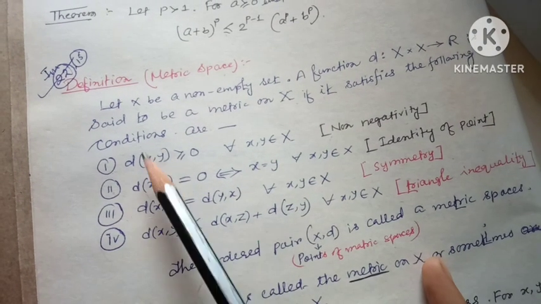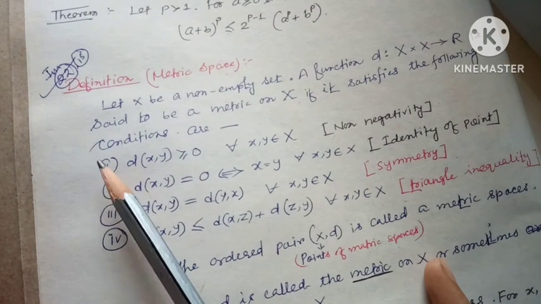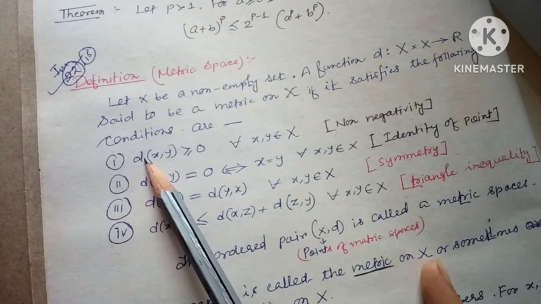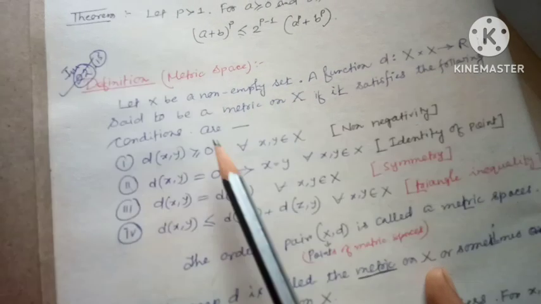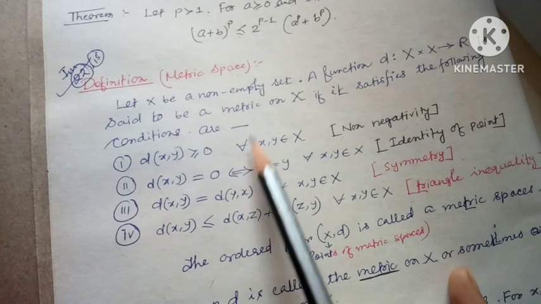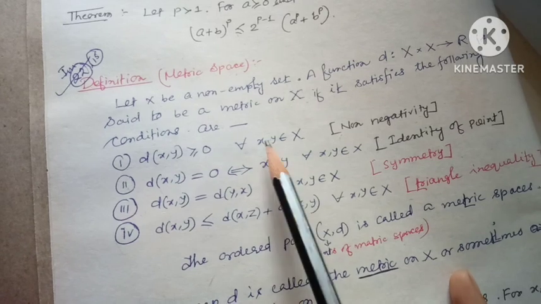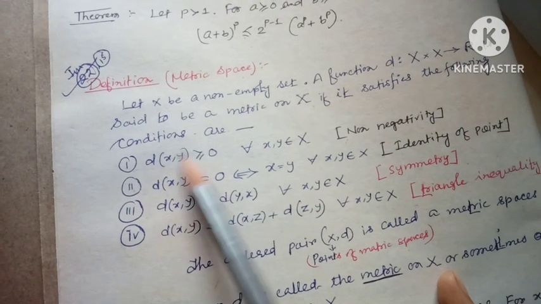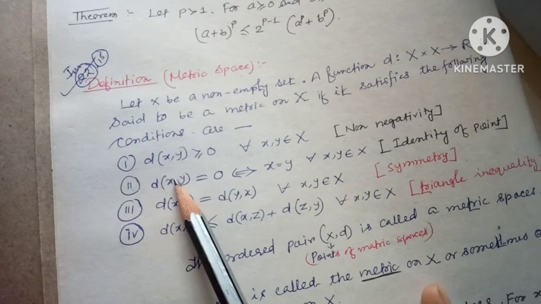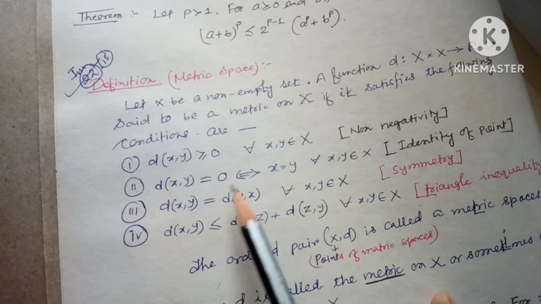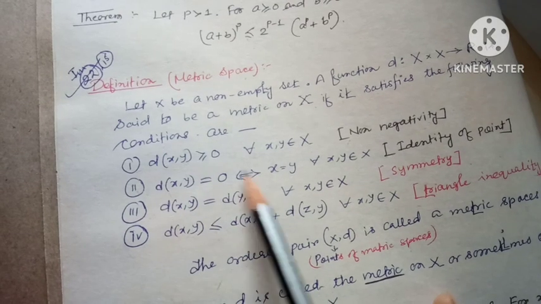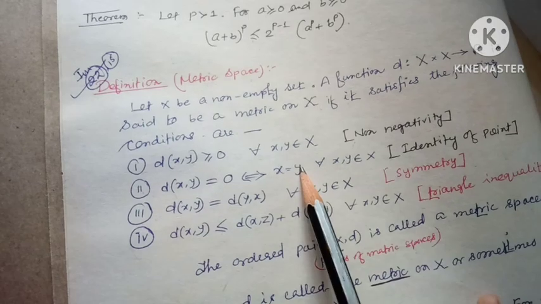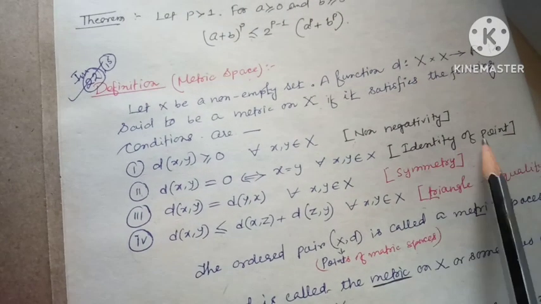ফাৰ্স্ট কন্ডিশন হল নন-নেগেটিভিটি। The function d of x and y always positive হ'ব লাগিব, for all x, y belongs to X. আৰু d যদি equal to 0 হৈ যায়, d of x and y equal to 0 implies তেনেহলে x is equal to y হ'বই লাগিব. This is called identity of points.